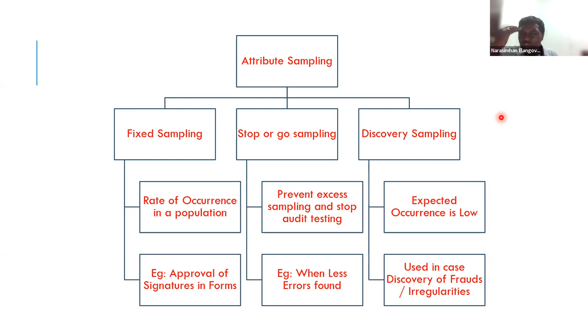When fewer errors are found, you will just say, okay, everything looks fine. Discovery sampling is the reverse. Until you discover an error, you will keep on auditing, right? Expected occurrence is low. This is normally used in case of fraud. Until you identify some issue, you will keep on digging, right? Attribute sampling, compliance testing.